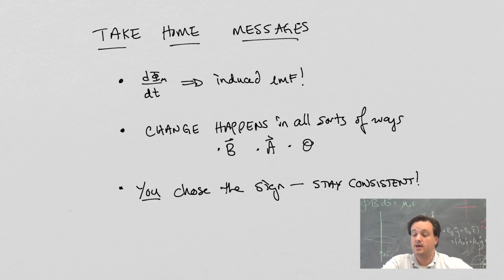Okay, so the take-home messages are these. First, as we talked about in class, as we talked about during this video, changing a magnetic flux induces an EMF. It's the change of the physical property of the magnetic flux that leads us to having currents induced on the boundary of those surfaces. Change happens in all sorts of ways. You can change B, you can change A, you can change B and A, you can change the angle between them, but you have to keep track of what's changing. And then the mathematical model, that is the sign that you get out of the EMF by using Faraday's law, comes from your choice of the normal vector to the surface that you're studying.